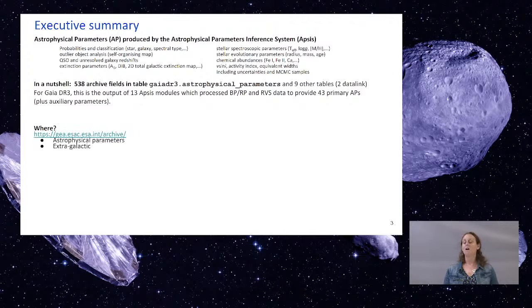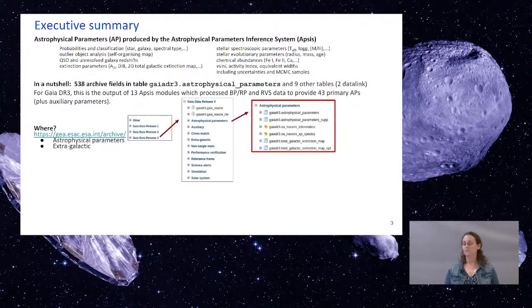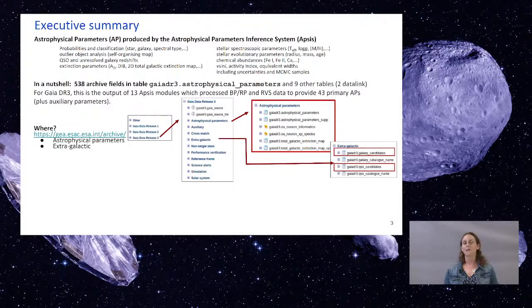So where do you find it? On the archive, you can go to this web address, and in 2 main directories, Astrophysical Parameters and Extra-galactic. So you will see the drop-down menu in Gaia Data Release 3. You will see all of the different directory structures. And within the Astrophysical Parameters, there are a total of 6 tables in there. There are also another 2 tables in the Extra-galactic directory. Now, for the rest of my talk, most will be in the Astrophysical Parameters table, unless otherwise specified.